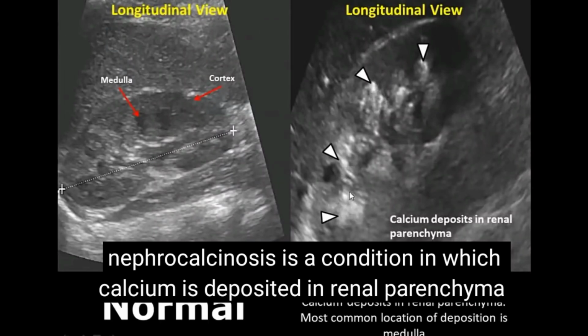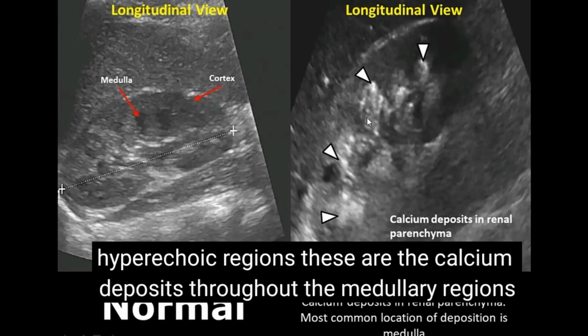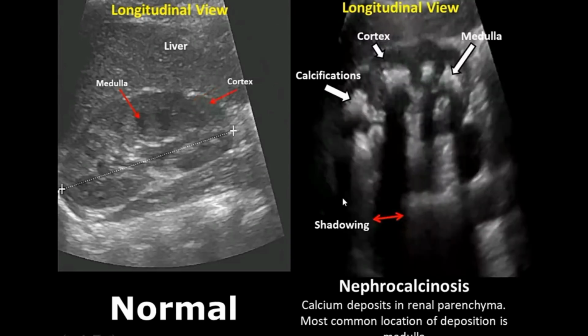Nephrocalcinosis is a condition in which calcium is deposited in the renal parenchyma. The most common location is the medulla, and we can see the hyperechoic regions. These are the calcium deposits throughout the medullary regions.